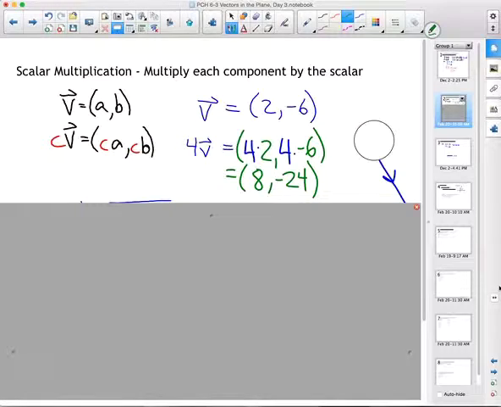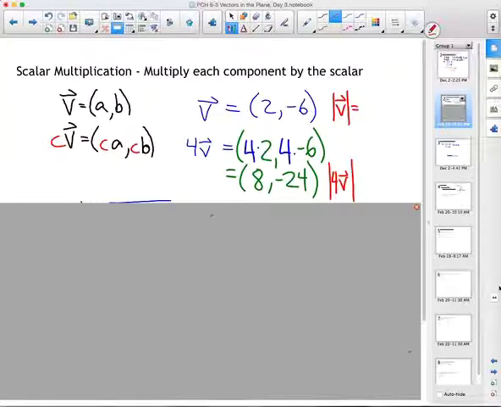Now, I want to make a few connections here. You guys know we used the Pythagorean theorem to find magnitudes of vectors, right? So we have vector v and we have 4v. What I want you to do is take a moment and find the magnitude of v and the magnitude of 4v. So go ahead and use the formula we looked at on Tuesday and find your magnitudes here.